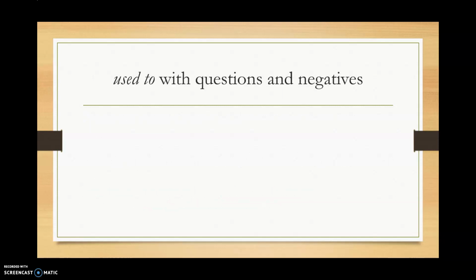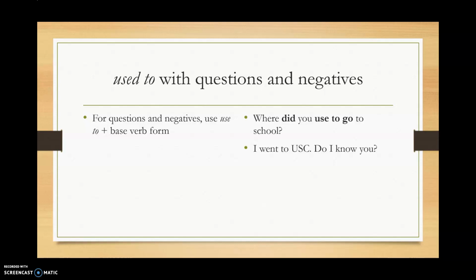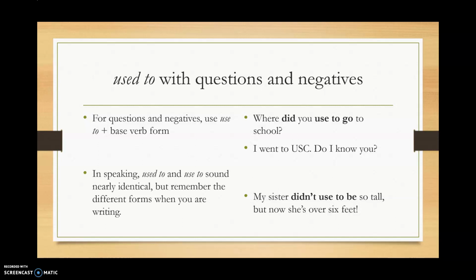One note about used to is that it changes form with questions and negatives. For questions and negatives, we use use to plus the base form of a verb. Where did you use to go to school? I went to USC. Do I know you? Or, my sister didn't use to be so tall, but now she's over 6 feet. So the note here is that in speaking, used to and use to sound almost the same. But we need to remember these different forms when we're writing them down.